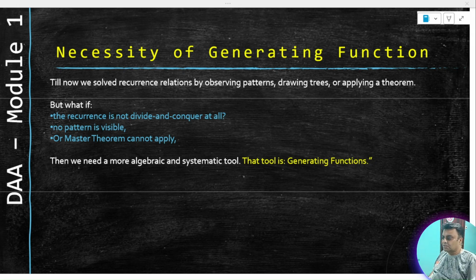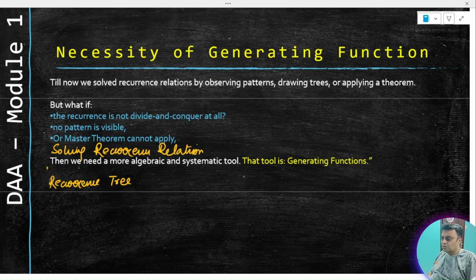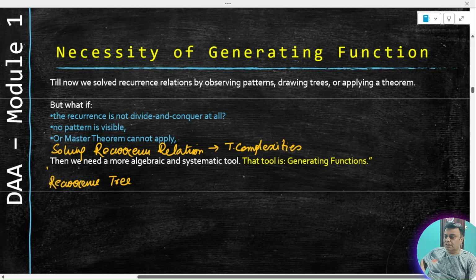One of the things we have done is the recurrence tree method to solve recurrence relations. So what are we talking about? Actually, we are talking about solving recurrence relations to find time complexity. So that is what we are talking about, solving recurrence relations to find time complexities. Right, so this is what we are trying to find out.